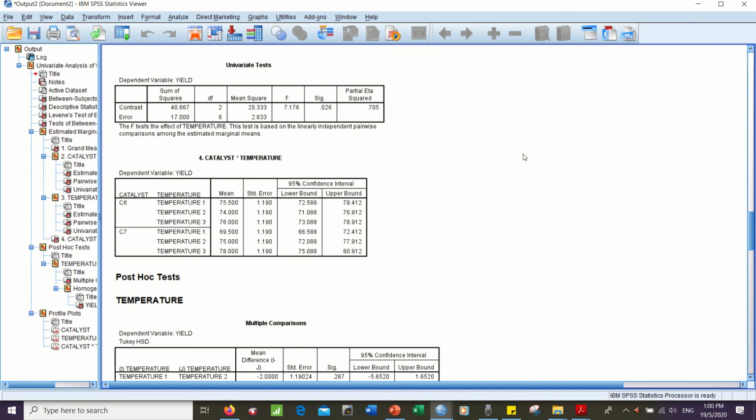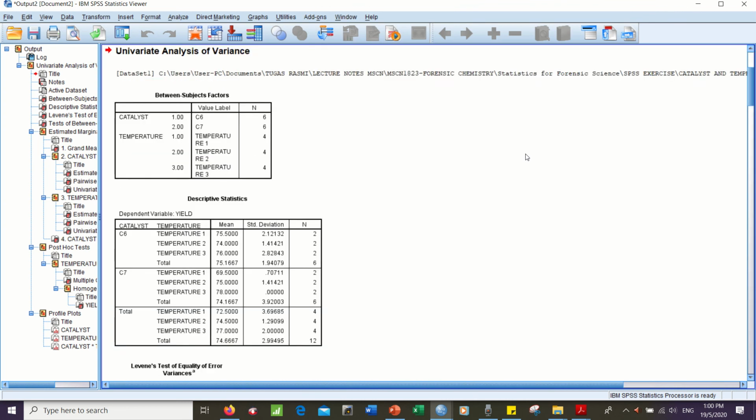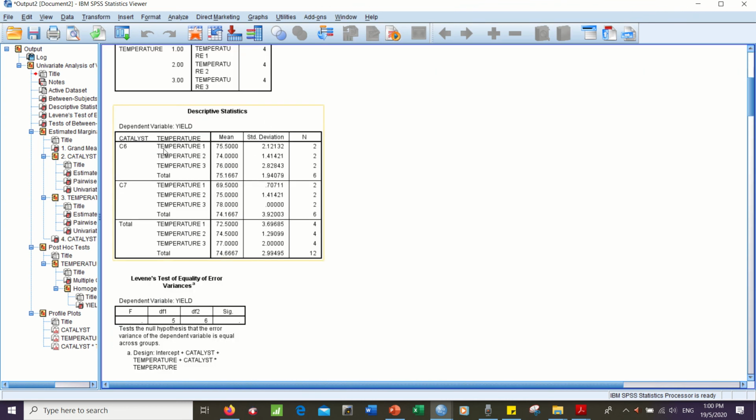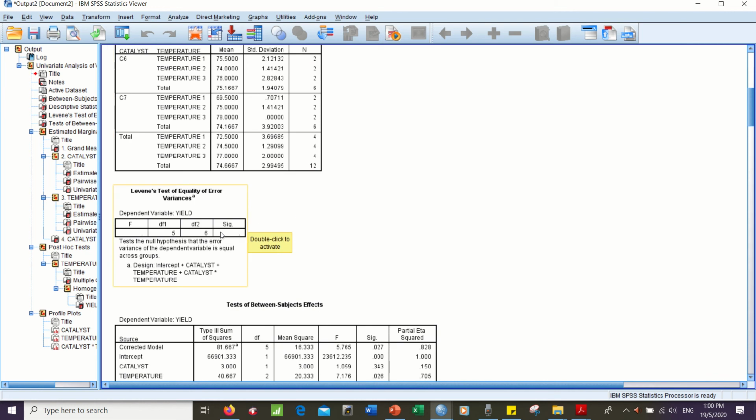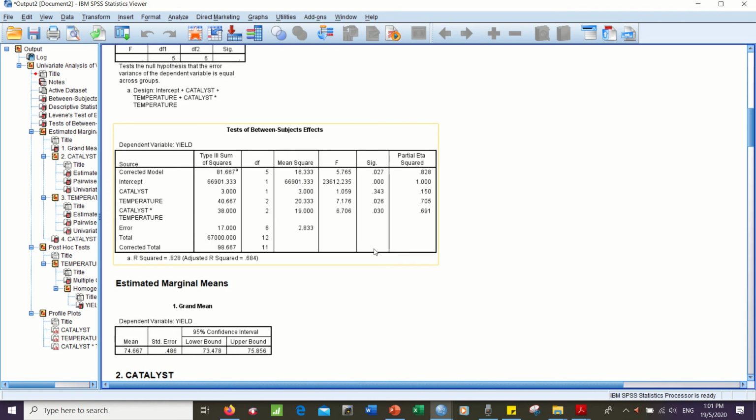So now you can see that these are the tables produced. You have the mean for C6 and temperature 1, 75, C6 at temperature 2, 74, C6 at temperature 3, 76. So obviously you can see the trend of 76 is higher than 74 and 75. Whether it's statistically significant, we are going to explore that later on. Now you can see the Levene's test of equality. Although the value is significant, it doesn't really matter because, as I mentioned, the algorithm is robust enough to compute all this. So we don't have to bother much about the Levene's test of equality.